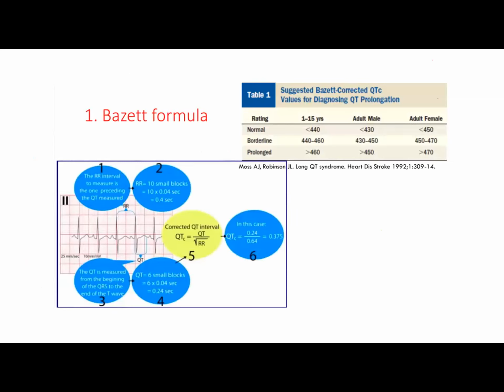So you calculate QT and RR. QT is measured from the beginning of the QRS to the end of the T wave. The small blocks you see here, we have about 6 small blocks from Q to T, that you multiply by 0.04 to get QT, and you divide it by the root of the RR, that is the R-R interval preceding the QT. If it is on an average more than 0.4 seconds, you consider it as long QT.